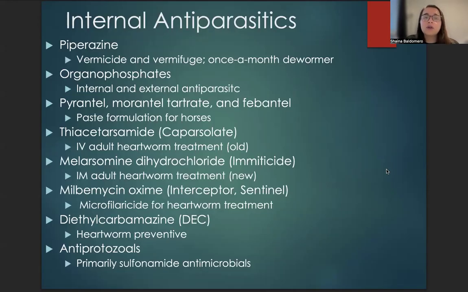We're going to look at internal antiparasitics first, and then we're going to look at external antiparasitics. Again, by internal, I'm talking about worms or parasites that are inside their body. So these are some antiparasitics that we can use if they have an internal parasite. There's piperazine, which is a vermicide and vermifuge, a once a month dewormer.